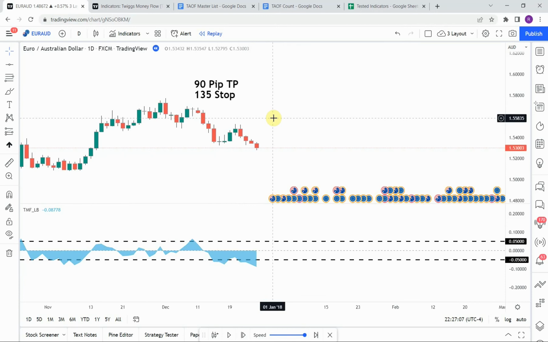Today we will be testing the Twiggs money flow indicator.